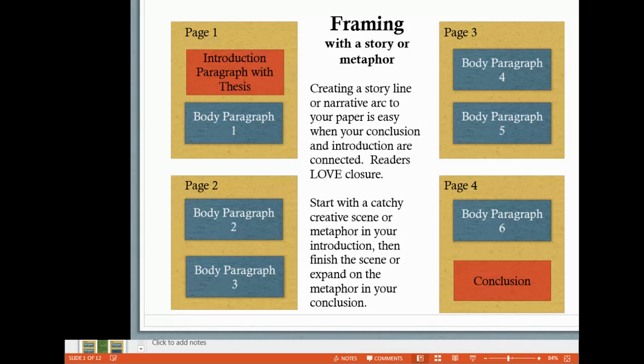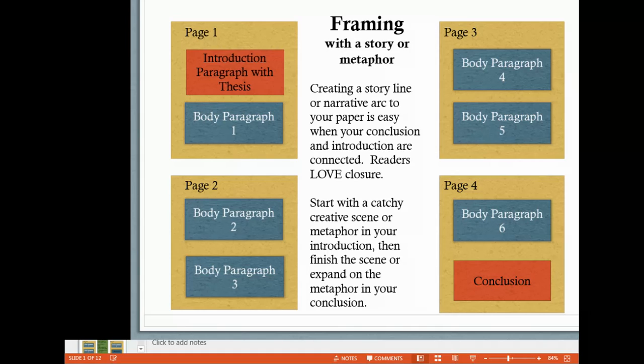So another way to frame, and this is one that I love, is when you frame with a story or with metaphor. So we are storytellers. People love a good story. A fancy way of saying storyline is narrative arc, if you've ever taken a fiction class. This is when you have a distinct beginning, middle, and end to your paper.